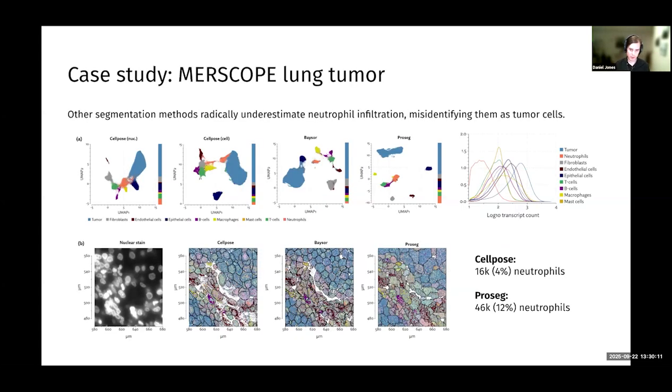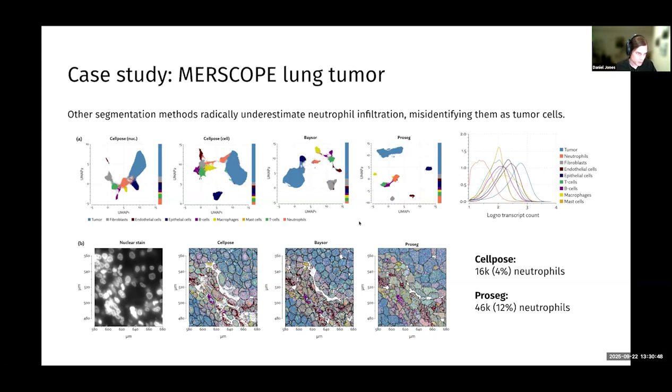Now to show a few examples of what this looks like in real data. First is this MERSCOPE lung tumor example that I showed a glimpse of earlier on. This first set of plots is UMAPs on different segmentation methods. I'm showing Cellpose, which is image-based segmentation, both looking at just nuclei and then trying to segment the entire cell. Here's Baysor, the main other transcript-based method besides our method, Proseg. And the UMAPs are a little bit different.